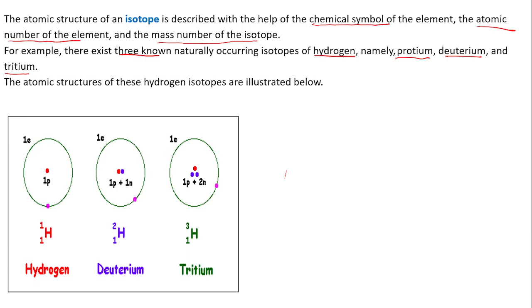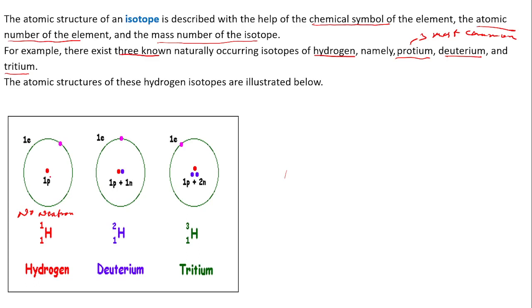There are three types of isotopes of hydrogen: protium, deuterium, and tritium. Protium is the most common. This one here is protium. Protium has one proton but no neutron.